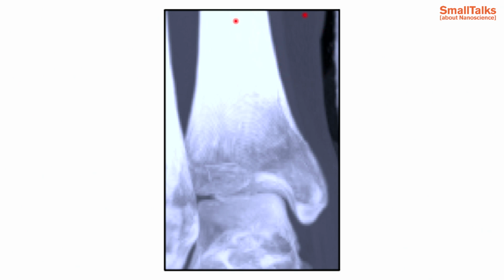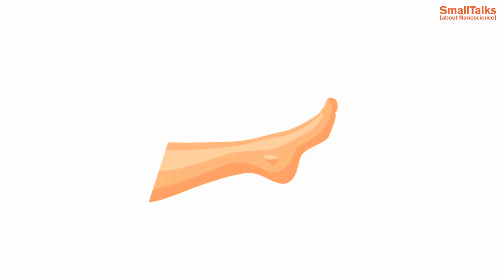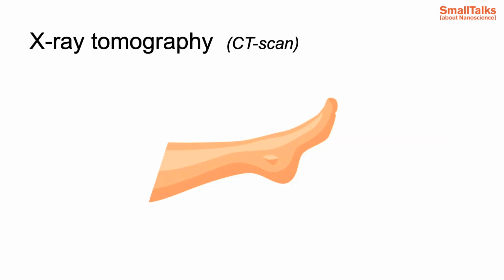With only one projection image, it can be hard to spot a crack in the bone, as small features can easily be averaged out. And to get a more detailed image, a 3D imaging technique called X-ray tomography can instead be applied. This is also sometimes referred to as making a CT scan.